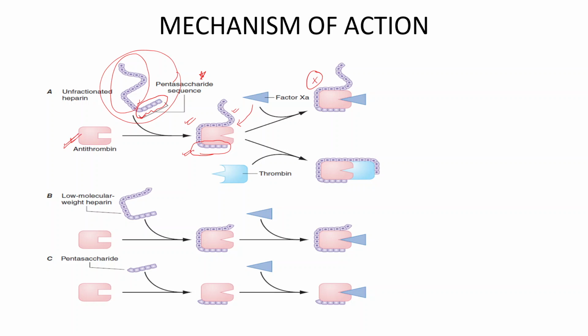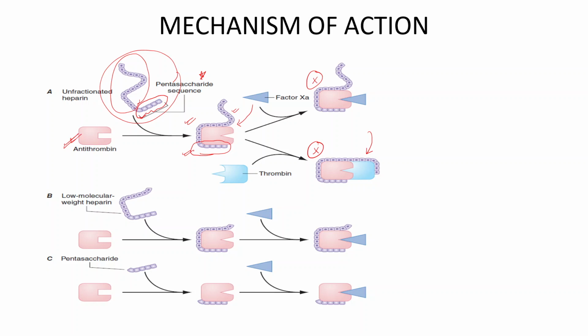Then what is the function of this extra length of polysaccharide? This extra length will form a loop like this, so that they can bring the thrombin molecule into the vicinity of antithrombin. I hope it is clear. The pentasaccharide molecule is enough to inhibit factor 10A, but to inhibit factor 2, that is thrombin, the rest of the polysaccharide portion will form a loop and bring the thrombin molecule into the vicinity of antithrombin, and now thrombin is also inhibited. So factor 10A and factor 2 are both inhibited by unfractionated heparin.